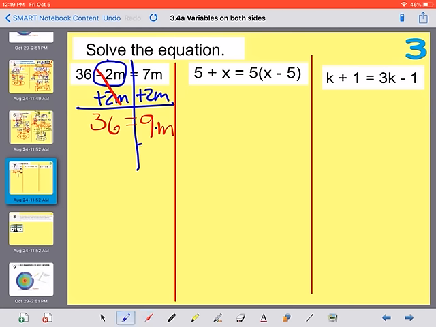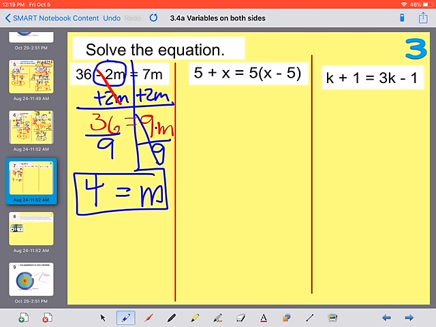And then last, just get rid of multiplying. We're going to divide by 9. 36 divided by 9 should give us 4.